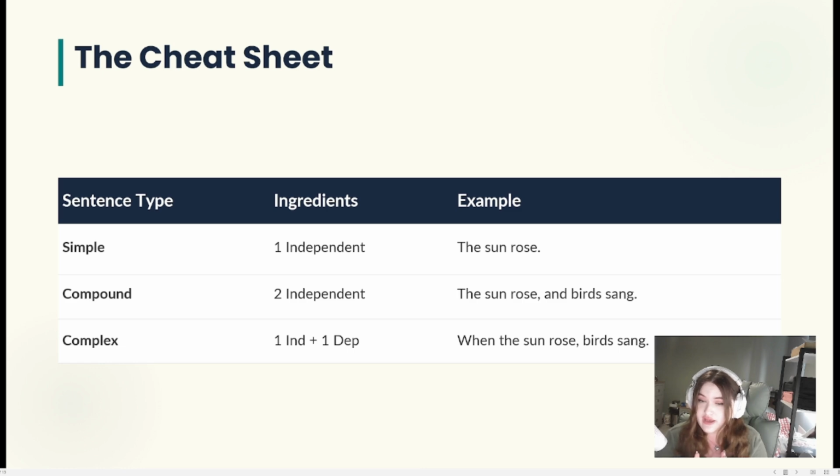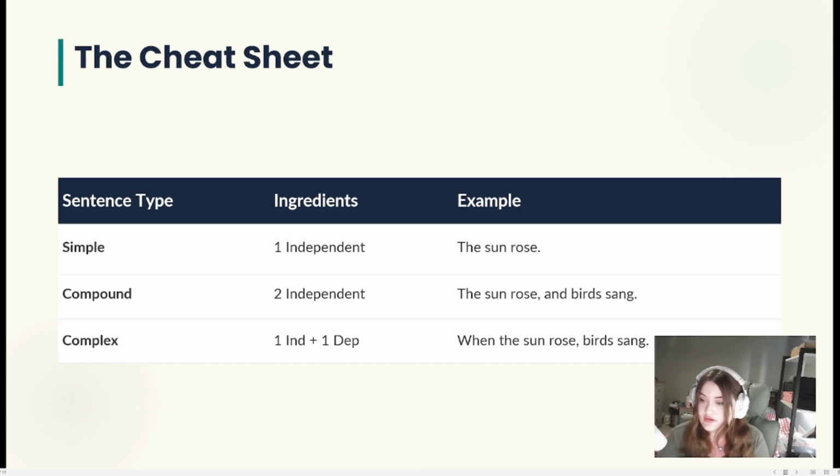So a really quick recap, a simple sentence consists of one independent clause, a compound sentence consists of two independent clauses, and a complex sentence consists of an independent clause and a dependent clause. So if you use these three different types, you're just making your writing more interesting for the reader, okay? And you're securing yourself extra marks.